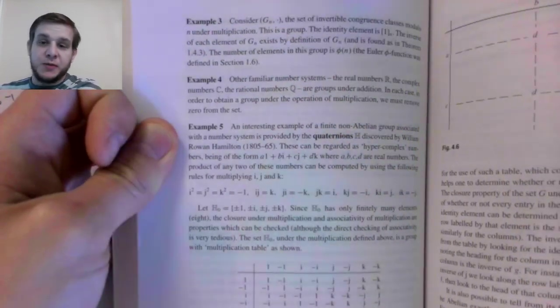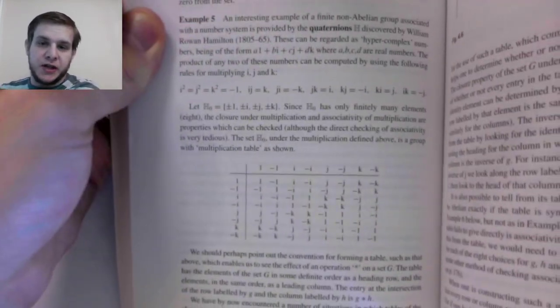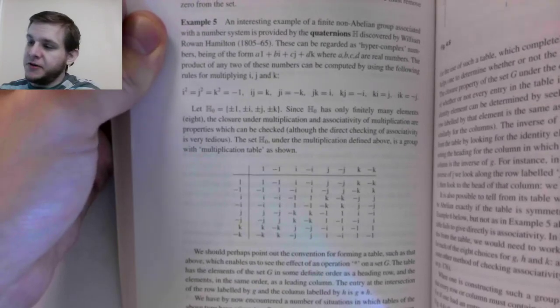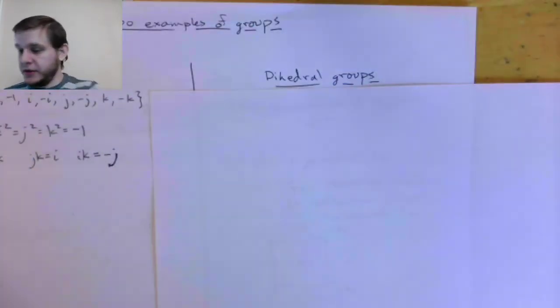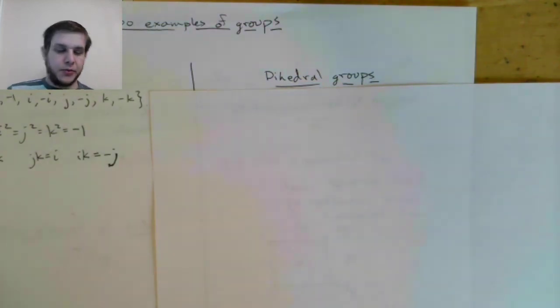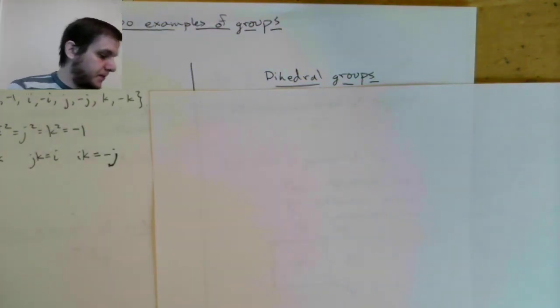You can see the full multiplication table listed here. I don't want to list it out in the lecture, but if you're interested in the quaternions, he gives a bit of a history here as well. So they're a very nice group to think about.